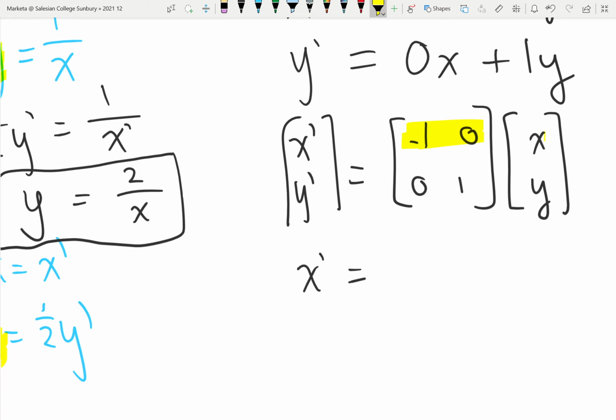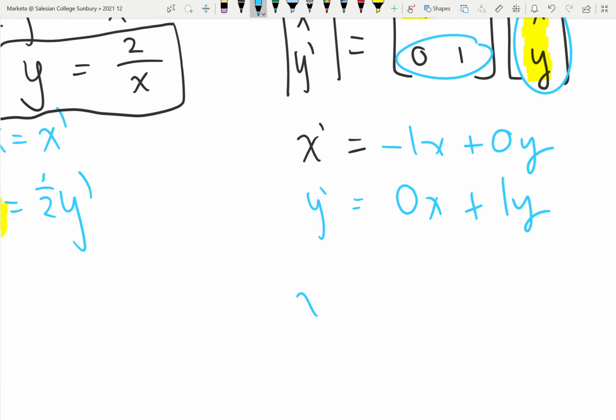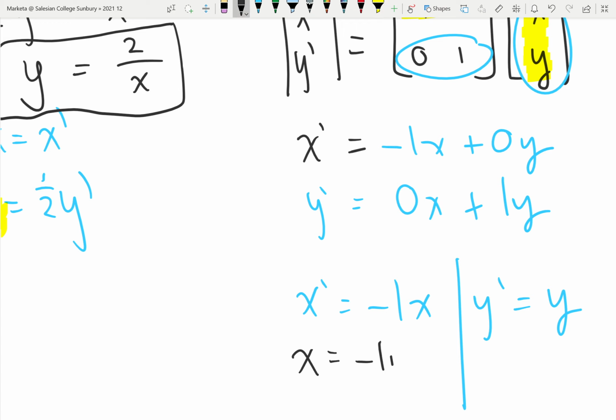Again, we're just practicing using the matrix equations here. So negative 1 times x, negative 1x, 0y, 0y. Now we go row by column, 0 times x, so y image equals 0x, plus 1 times y is 1y. So x image equals negative 1x, and y image equals y. Again, you are not going to be able to sub them in until you get x and y. So x is just going to become negative 1x image, or negative x image. You don't need the 1 there, obviously. And y is just y image.